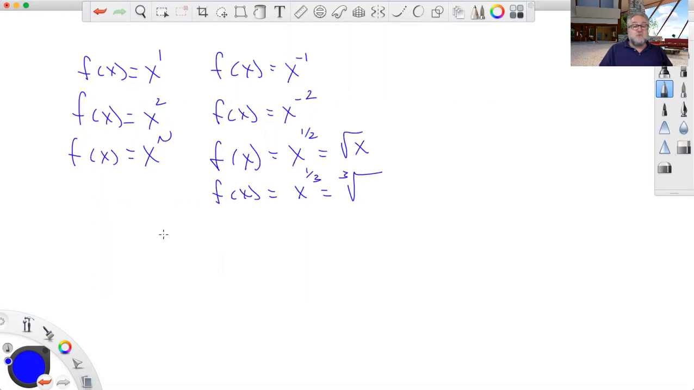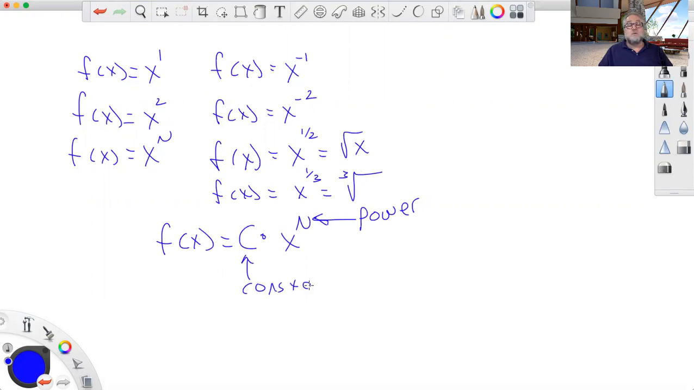The general form of the power function is c times x to the n, where x to the n is the power. It's a pretty ugly arrow. And this is the constant of variation. And there's some interesting things about the constant of variation.